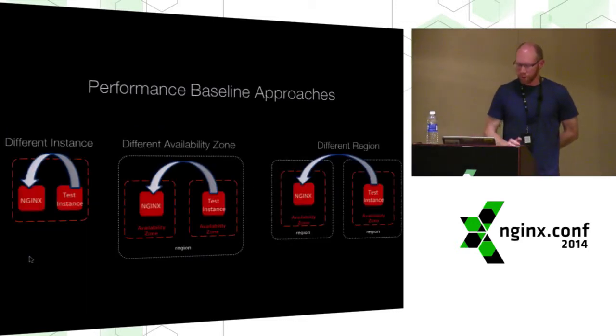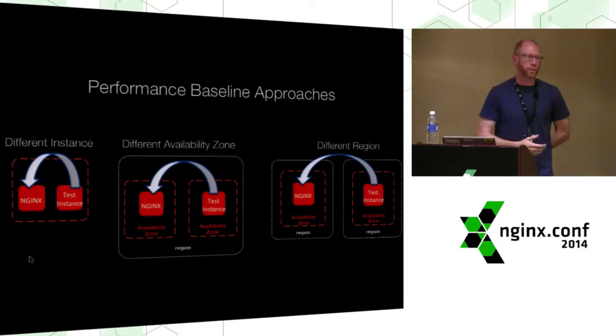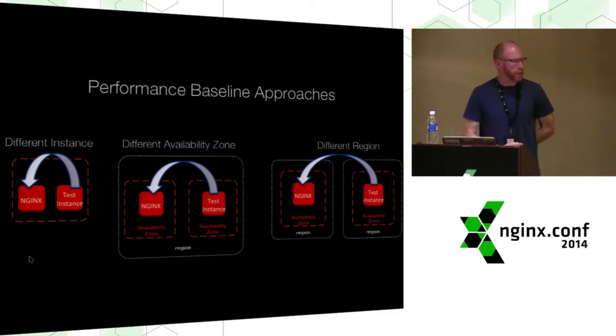Some baseline approaches as far as AWS. First one, make sure you're testing from a different instance than the one your Nginx instance is running on, so that you're not giving yourself abnormal metrics, and not hogging resources that your Nginx instance actually needs to execute the tests on. Next one, try testing from a different availability zone.